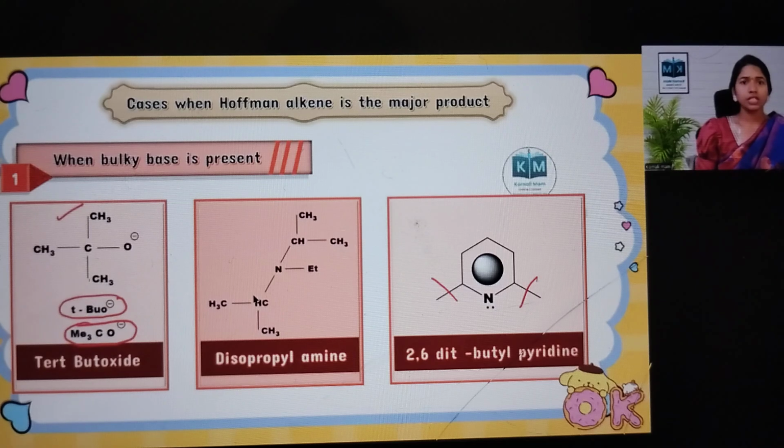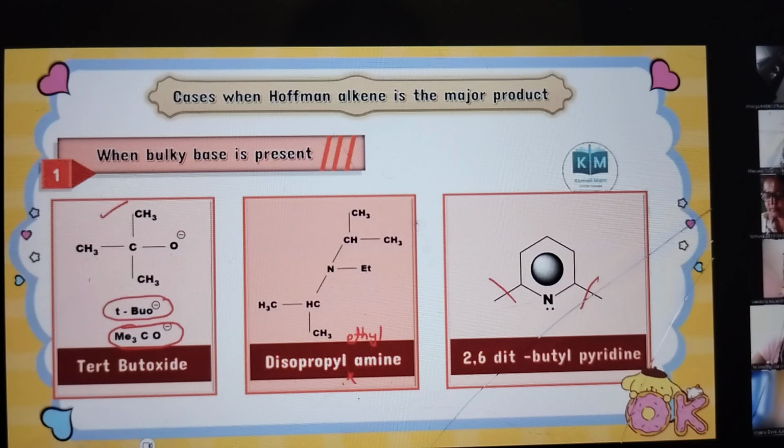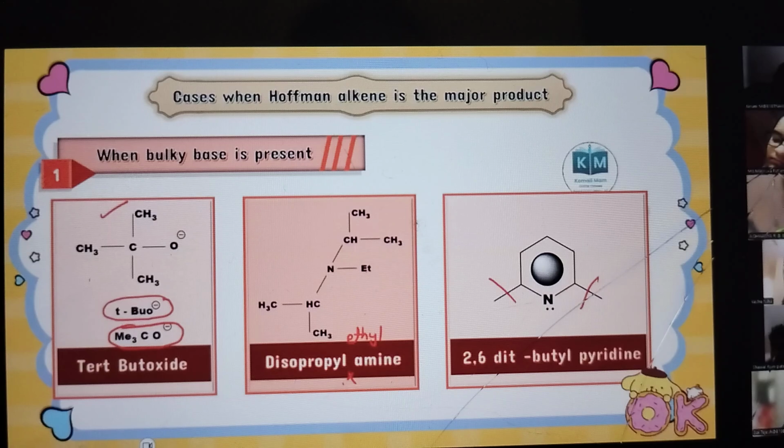Write it, copy the structures, 3 structures: tertiary butoxide, isopropylamine or isopropyl ethylamine, you write. The ethyl group is there on nitrogen. Ethylamine, isopropylamine is also bulky only. Okay, 2,6-ditertiary butyl pyridine.